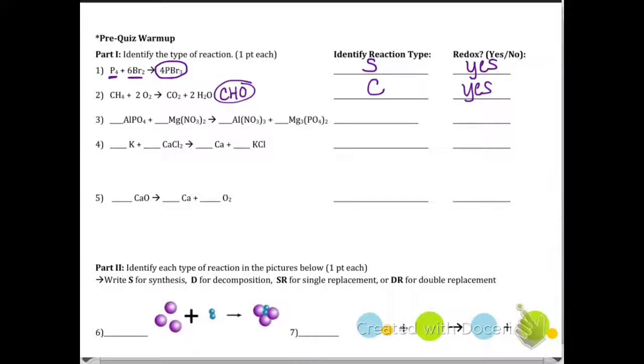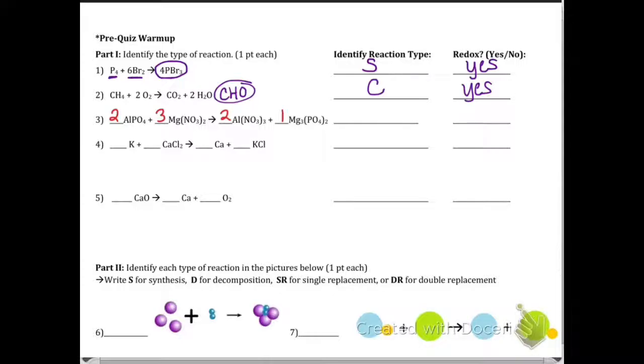Number three, not only do you have to tell me the type, you have to balance it as well. There's not much space here, so I'm just going to go ahead and write down the answers. Here the answers should have been 2, 3, 2, 1. If you're super confused about it, I would definitely ask the teacher before taking your quiz.